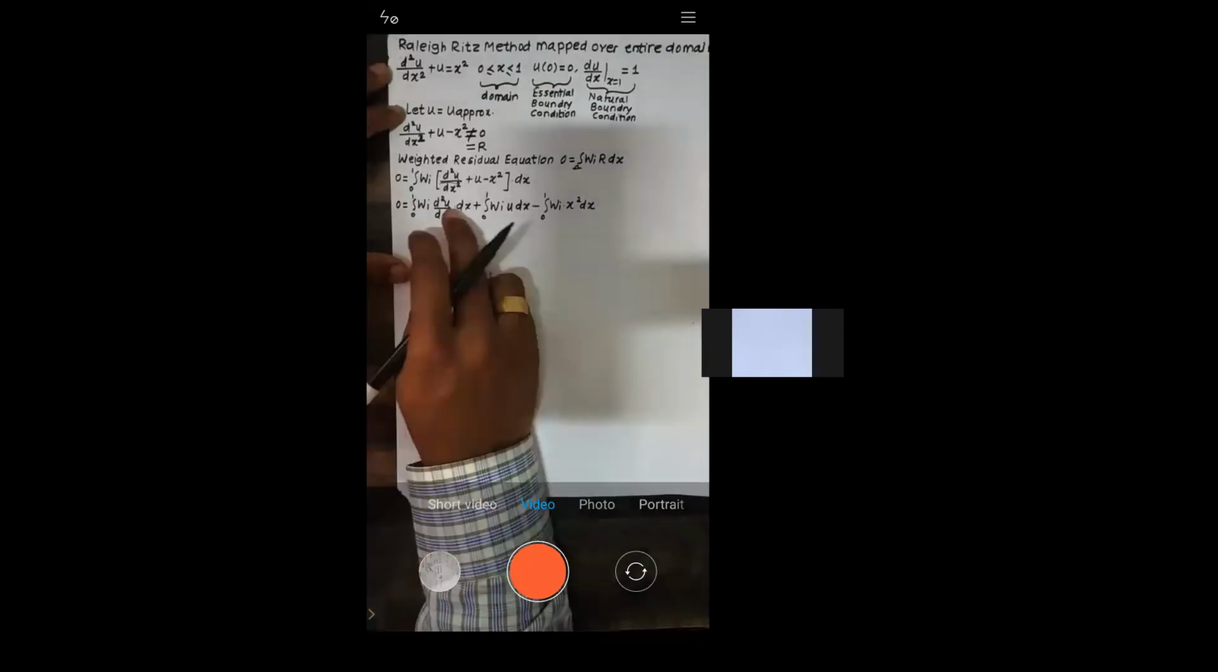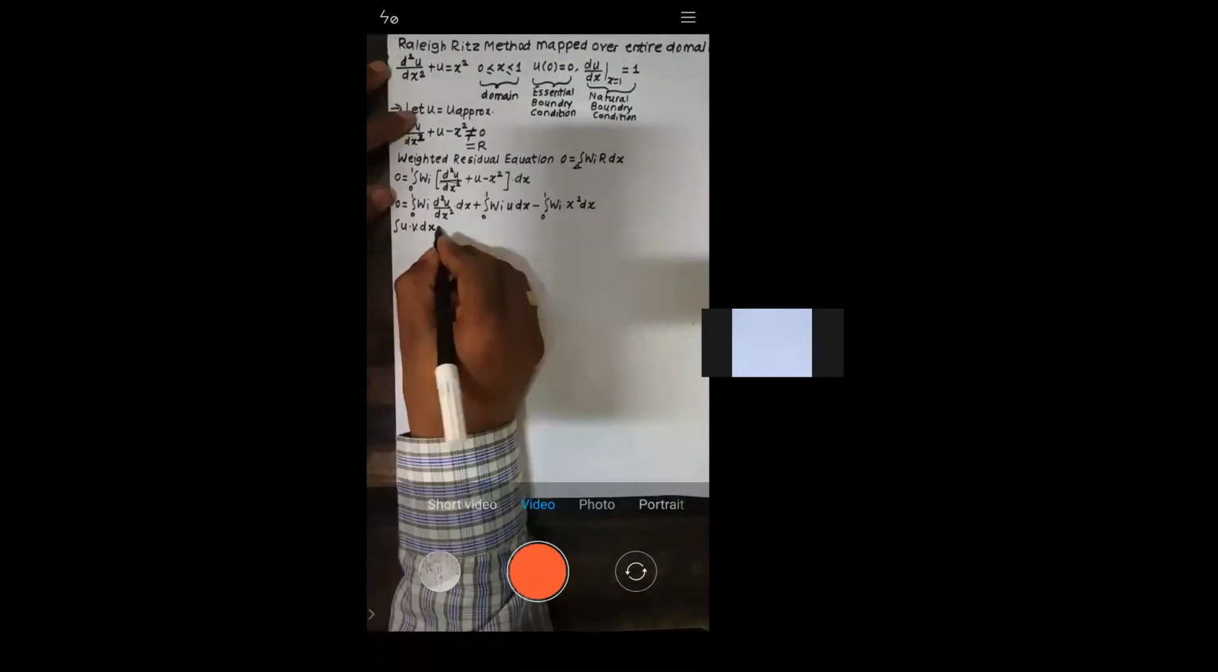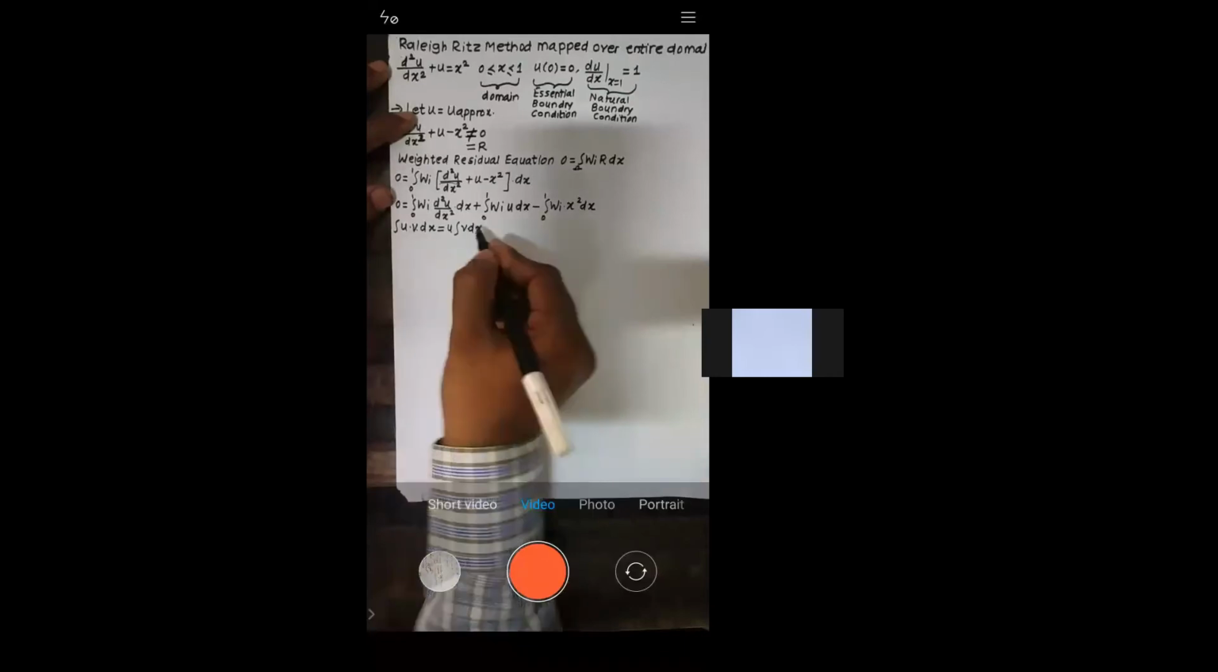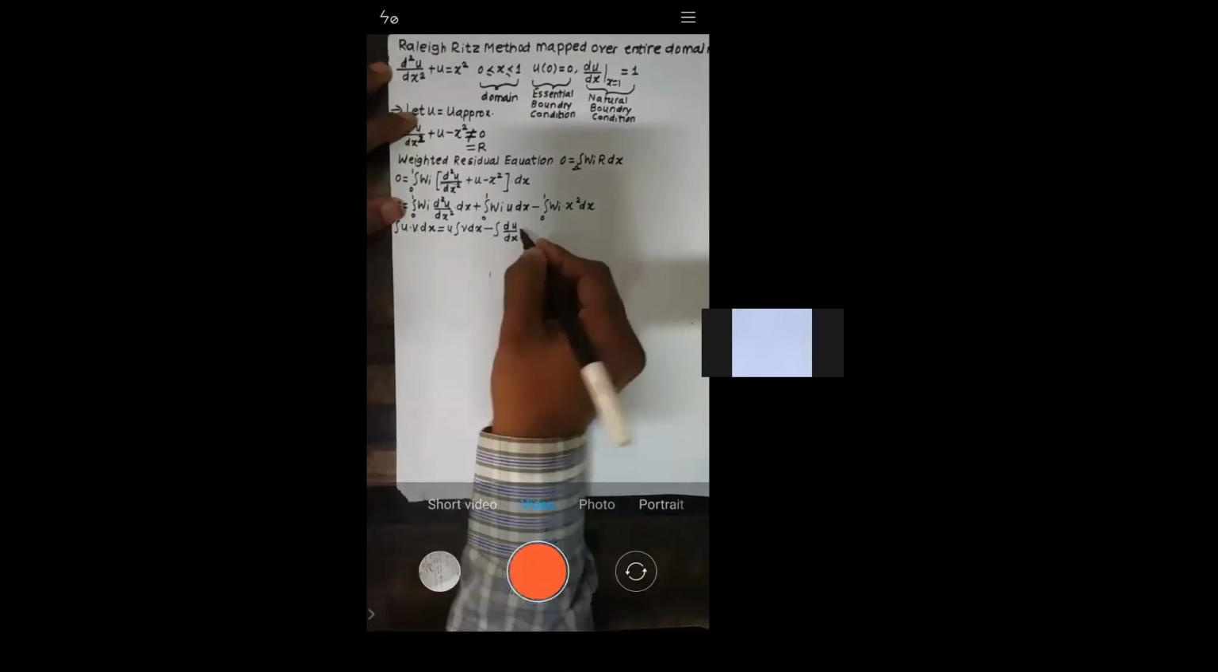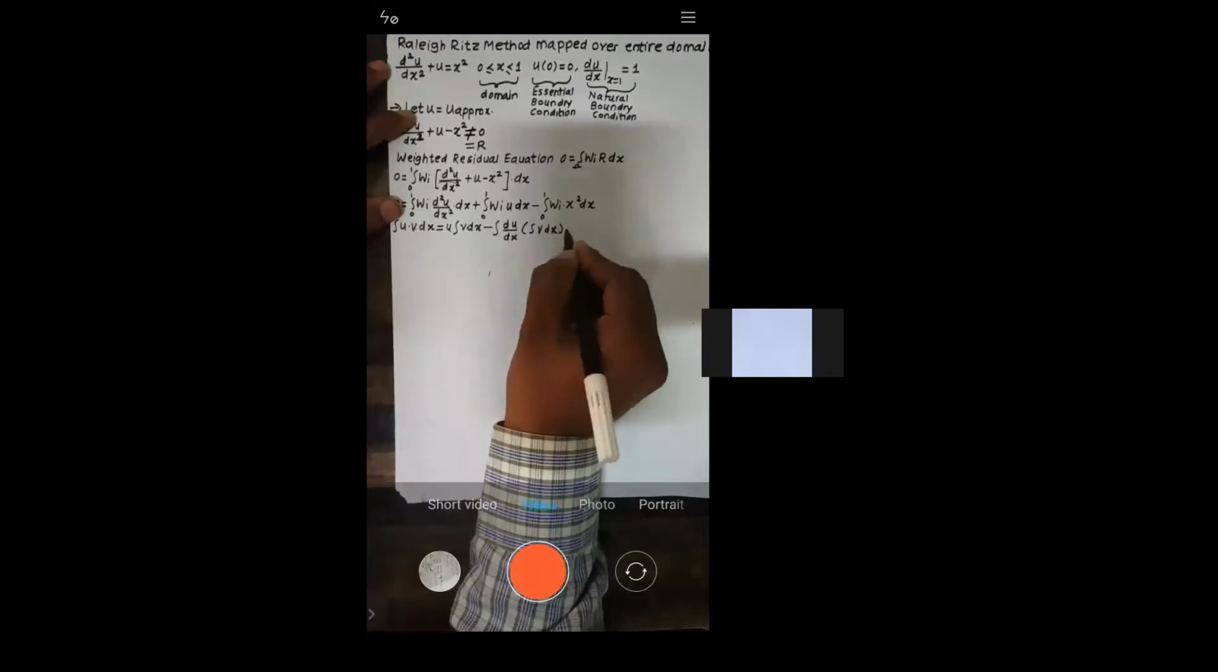Yes, sir. Okay. Now, as I told you, we will just integrate the first term. So we should know the integration of u v dx. This is the rule we have: first into integration of second, minus integration of derivative of first into integration of second, dx. This is the formula of mathematics you should know. So just apply it to only the first term.